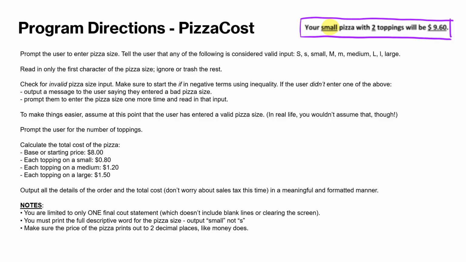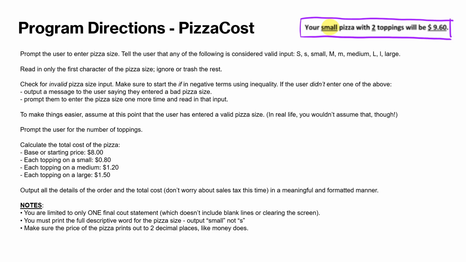Then you're going to check for invalid pizza size input. Make sure to start the if in negative terms using inequality. So if the user didn't enter one of the above sizes, you're going to output a message to the user saying that they entered a bad pizza size. You're going to prompt them one more time to enter the pizza size, and you're going to give them a chance to read in that input one more time. To make things easier, assume at that point that the user has entered a valid pizza size. In real life, you wouldn't assume that, but you're going to assume that for this program.